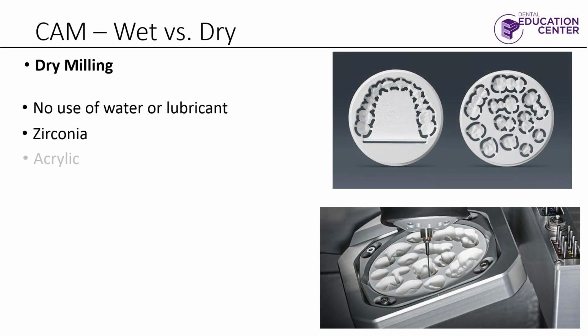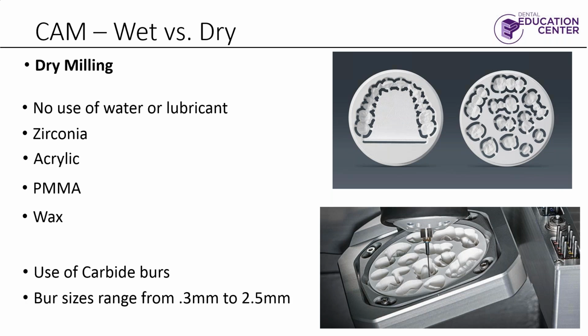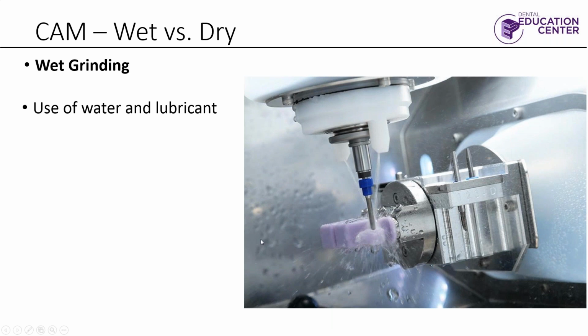Wet versus dry. Dry is just dry. It's what it sounds like. It just does zirconia, acrylic, PMMA, depending on your machine, wax, etc. It doesn't use water or lubricant. It's just a dry machine. Primarily carbide burrs ranging from 0.3 to 2.5. You can also do chrome cobalt, but it's in a dry state like zirconia.